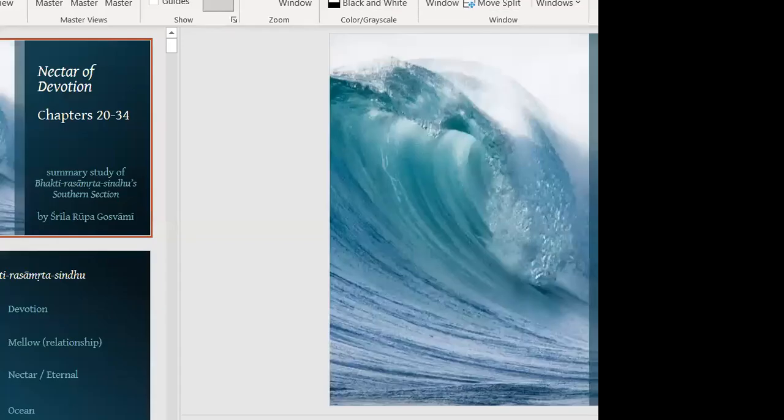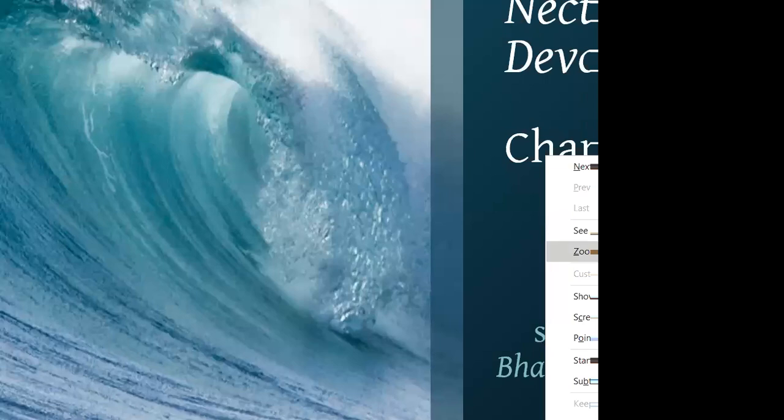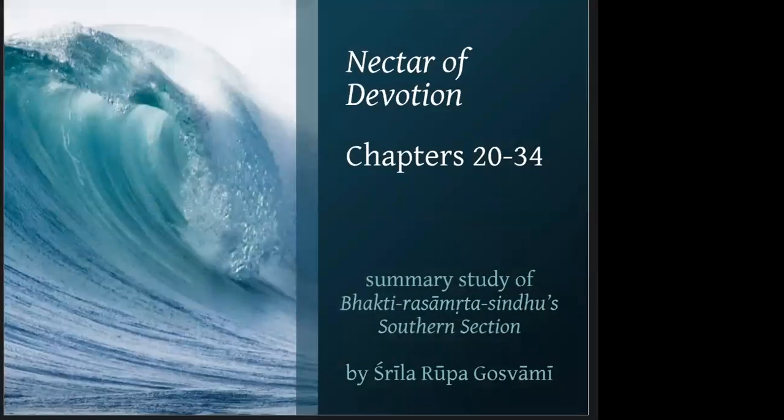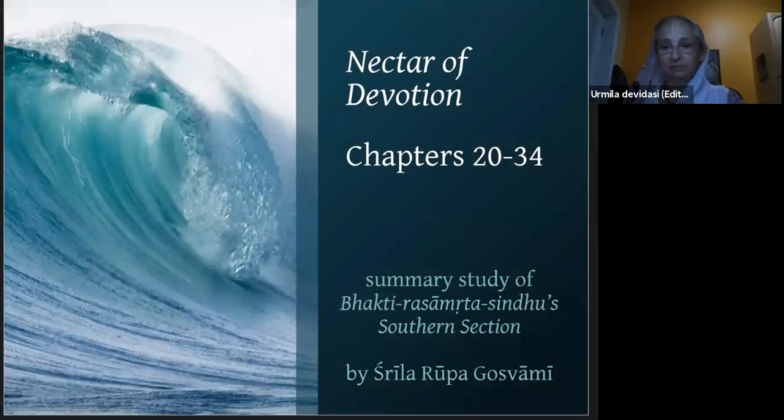I can't share my screen. The host has disabled participant screen sharing. I need you to enable me to share my screen, host. Done, Mataji. Okay. Very good. All right.